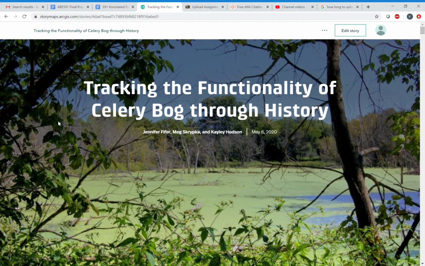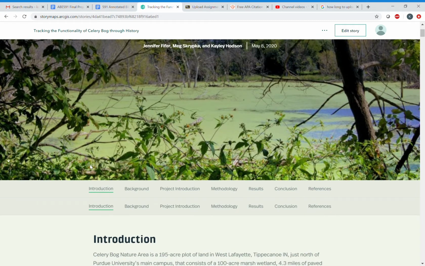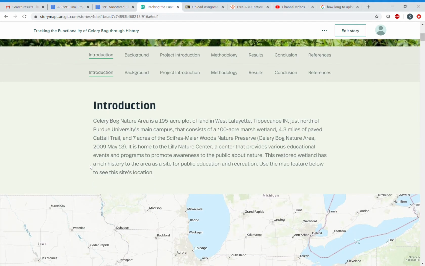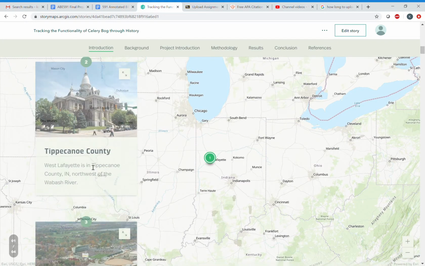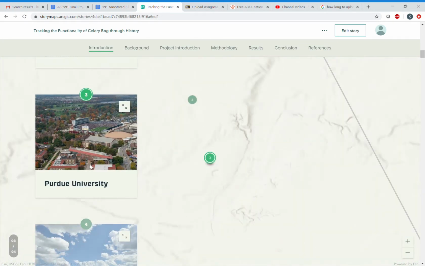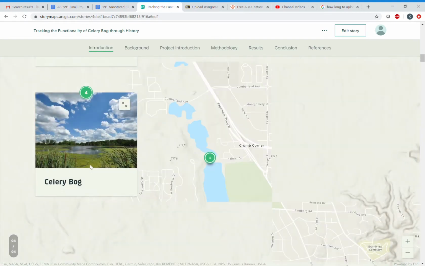In our project, we tracked the functionality of the Celery Bog through history in order to determine its current functionality and how urban developments have affected it. We start off with a brief introduction of the area and its importance, as well as a map zooming in on it so that the general public can know what we're talking about.